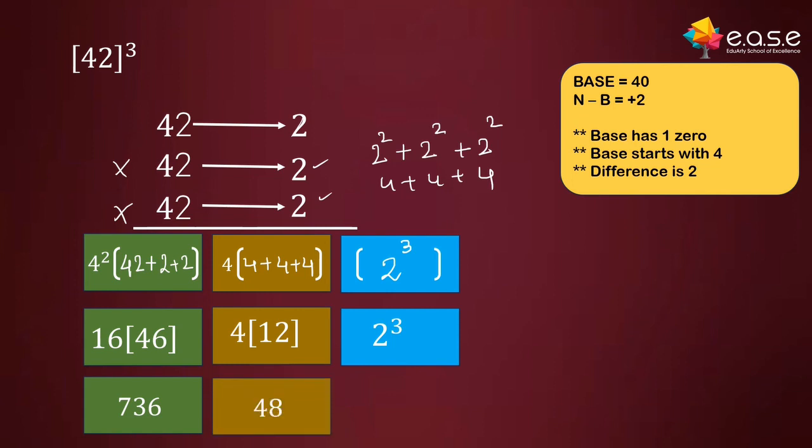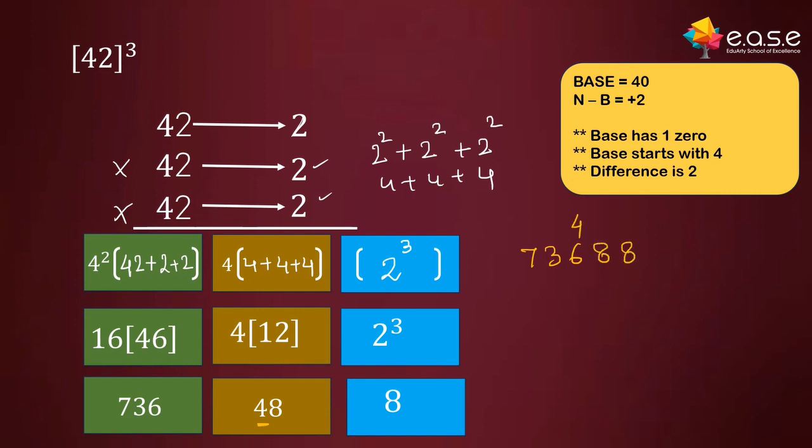Okay, 12 times 4 will give you 48, and 2 cube is equal to 8. Now how to write this? Let's see how to write these numbers. So basically you will write 736. This 4 here will go as a carryover on top of this. It will be 48 like this, and the 8.